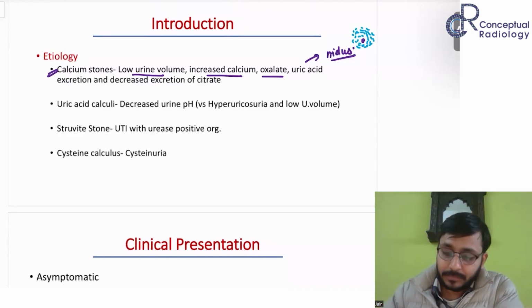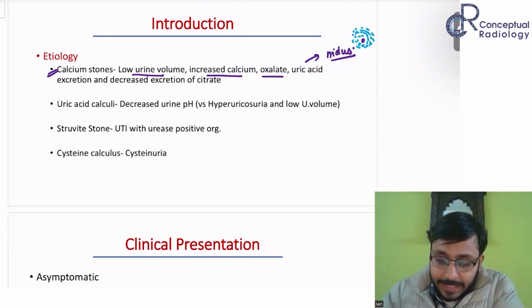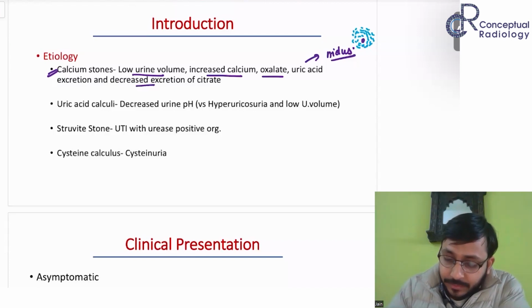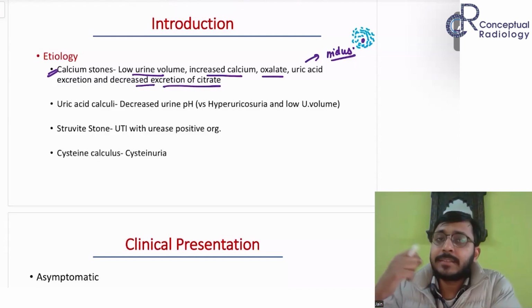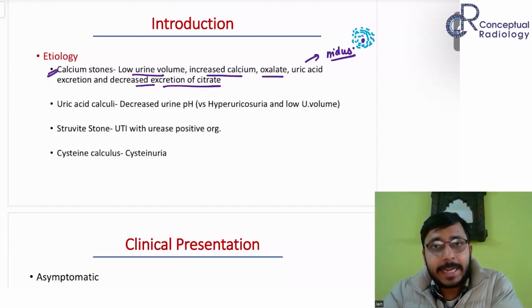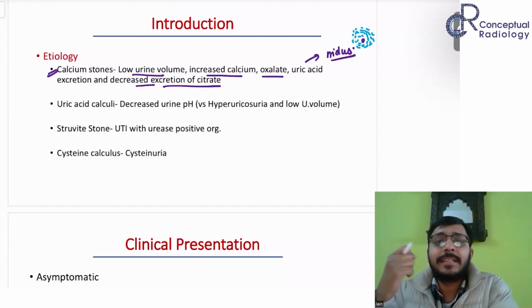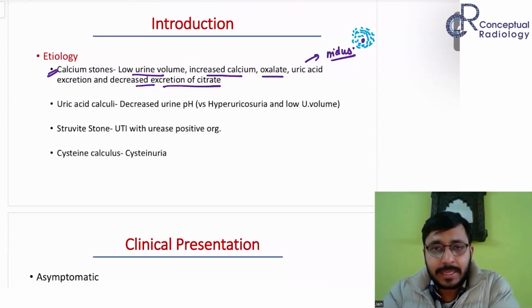Okay. Now, decreased excretion of citrate also predisposes to calcium stones. Citrate is a protective agent against stone formation. So decreased citrate excretion increases calcium stones. For the rest of the things, like increased excretion of calcium, oxalate, and uric acid, you have increased formation of calcium stones.